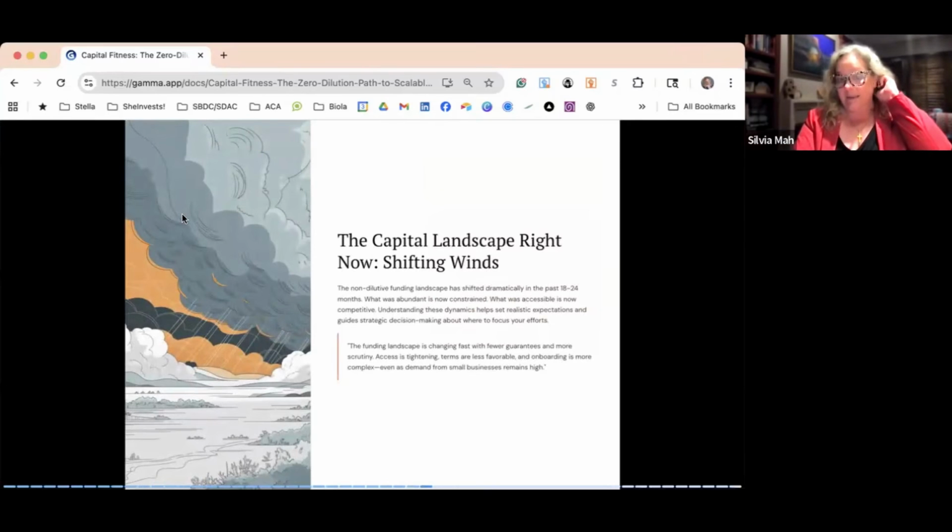The landscape is shifting, there are shifting winds, as everybody knows. The funding landscape is changing fast with fewer guarantees and more scrutiny. We've talked about that in other investor readiness sessions: angel investors and VCs are taking longer to do due diligence, so expect it to take longer to get that money in. Same thing with grants: more people are applying, and there's more scrutiny and rigor.